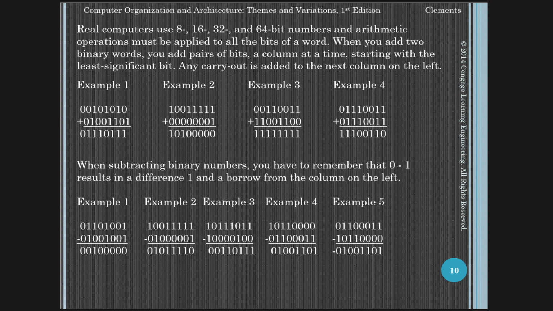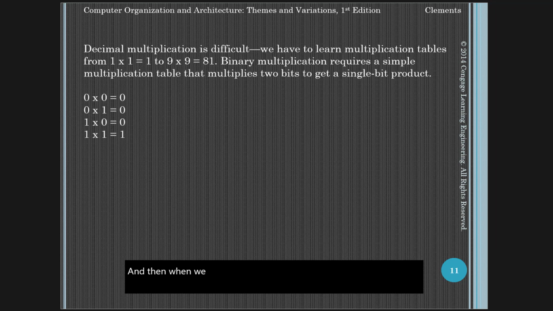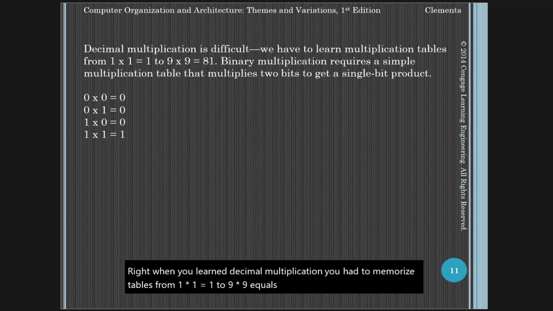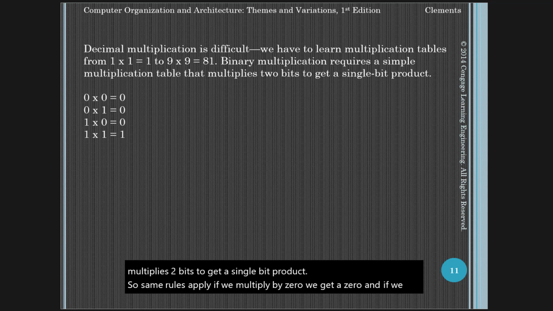And then when we multiply, when you learned decimal multiplication, you had to memorize tables from 1 times 1 equals 1 to 9 times 9 equals 81. But binary multiplication is much easier because we just have this simple multiplication table that multiplies 2 bits to get a single-bit product. The same rules apply. If we multiply by 0, we get 0. And if we multiply 1 times 1, we get 1.